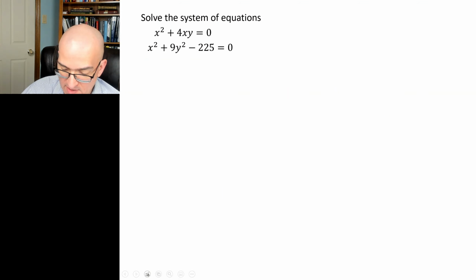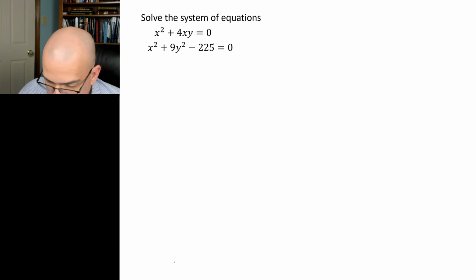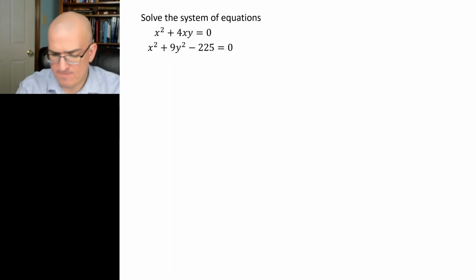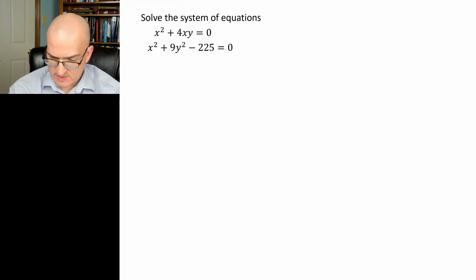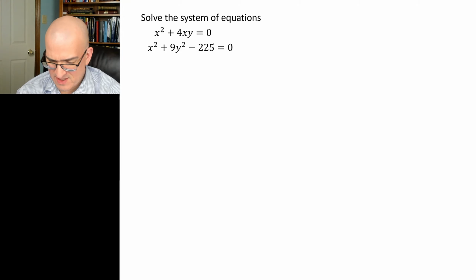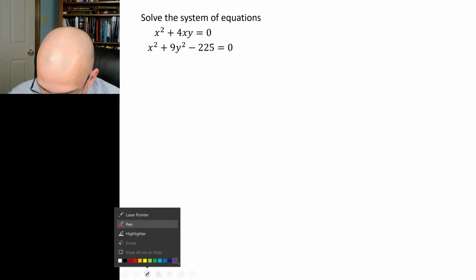Okay, here's a different format. We have x squared plus something is equal to 0, and x squared plus something else is equal to 0. And we could isolate the... Yeah, there's not really much we can do without throwing away solutions, except use the case method.